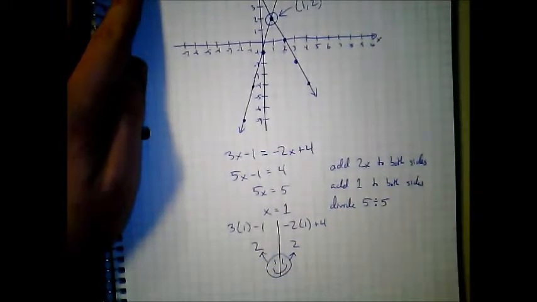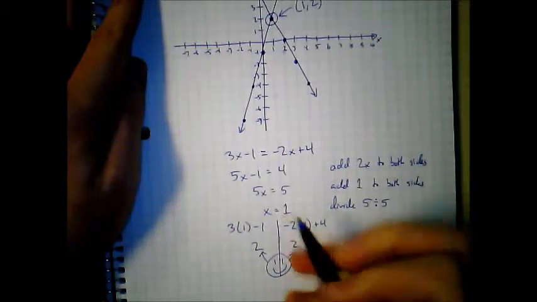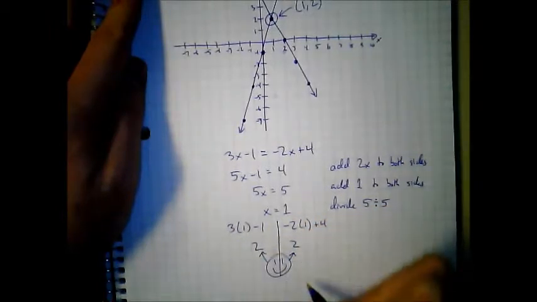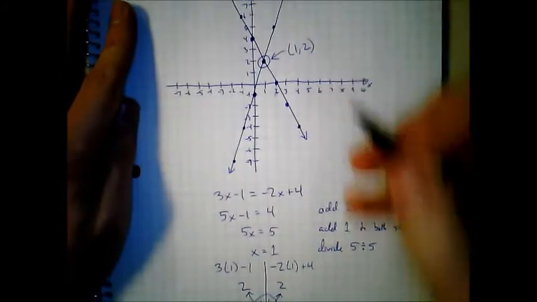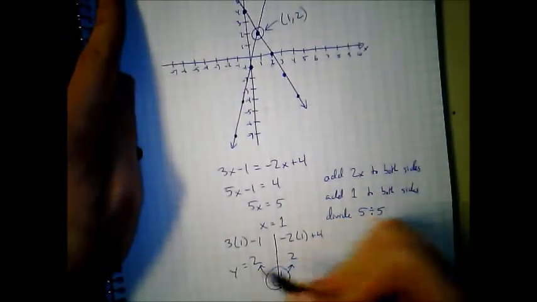Now if we look at what we found, when x equals 1, our output is 2. That's exactly what we found by graphing. When x equals 1, our output is 2. So this is our y value.